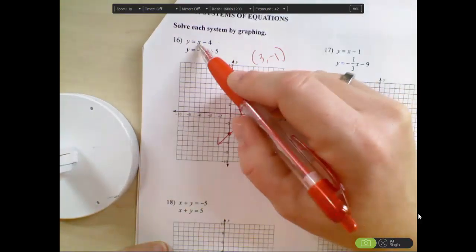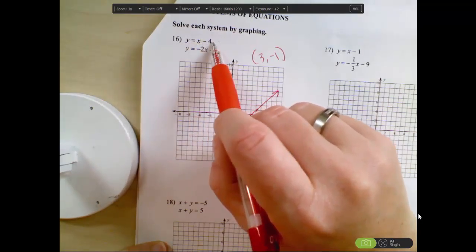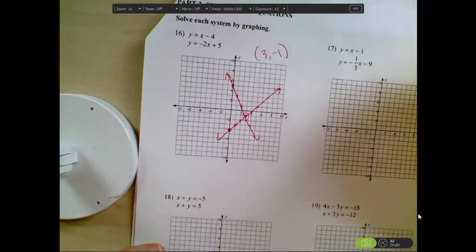And if I put in 3 for x and -1 for y, I can see that it says -1 equals 3 minus 4, which is true, so I know it works.